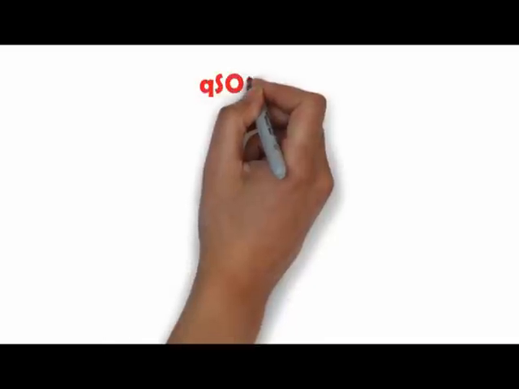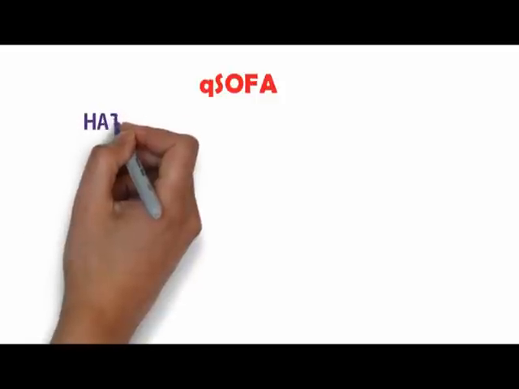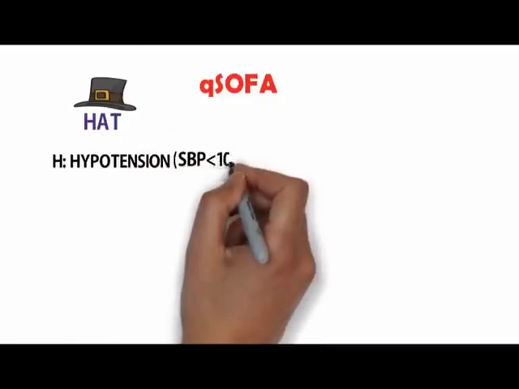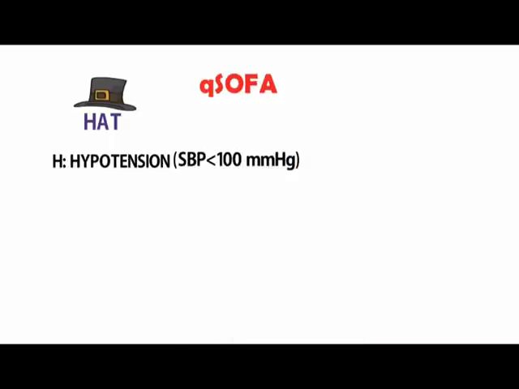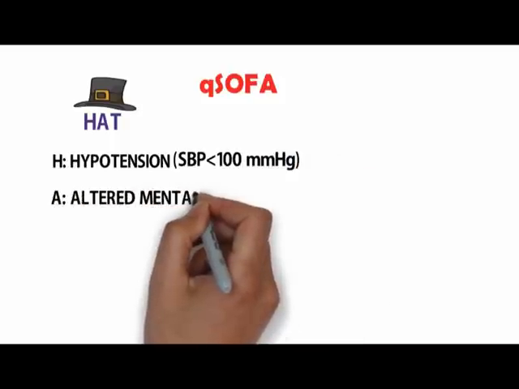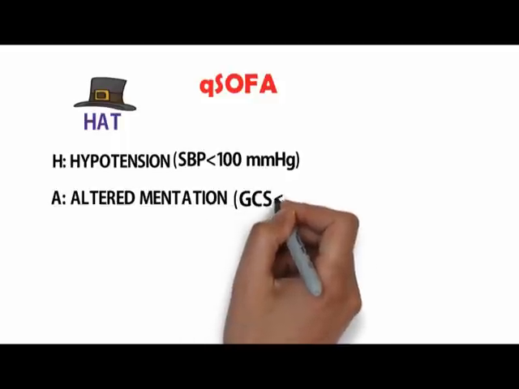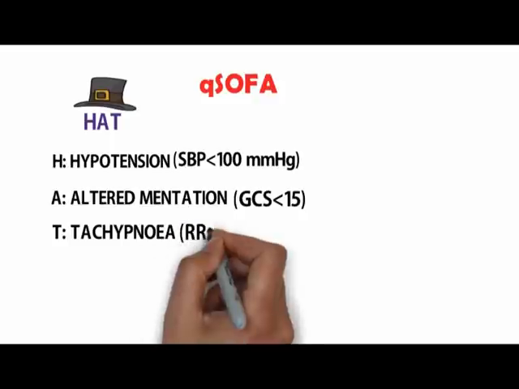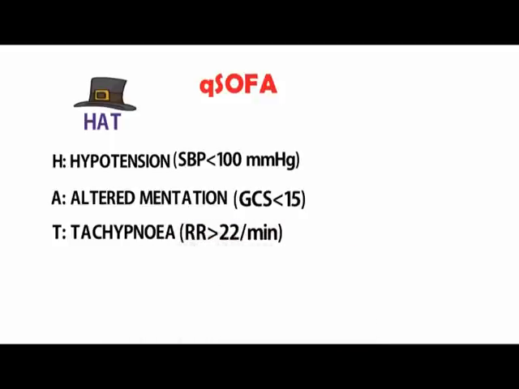Now, there is another score called qSOFA. Patients with suspected infection who are not admitted to the ICU can be promptly identified at the bedside with qSOFA. It has three components which can be remembered as HAT, where H stands for hypotension, that is SBP or systolic blood pressure less than 100 millimeters of mercury. A stands for altered mentation, that is GCS less than 15, and T stands for tachypnea, that is respiratory rate more than 22 per minute.